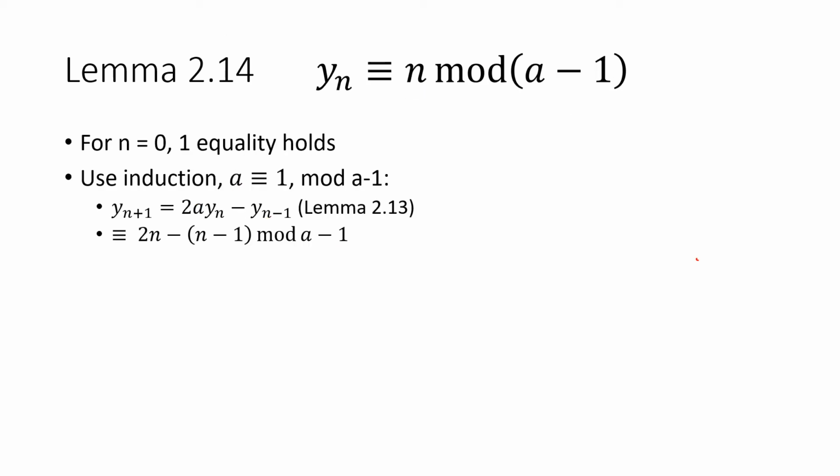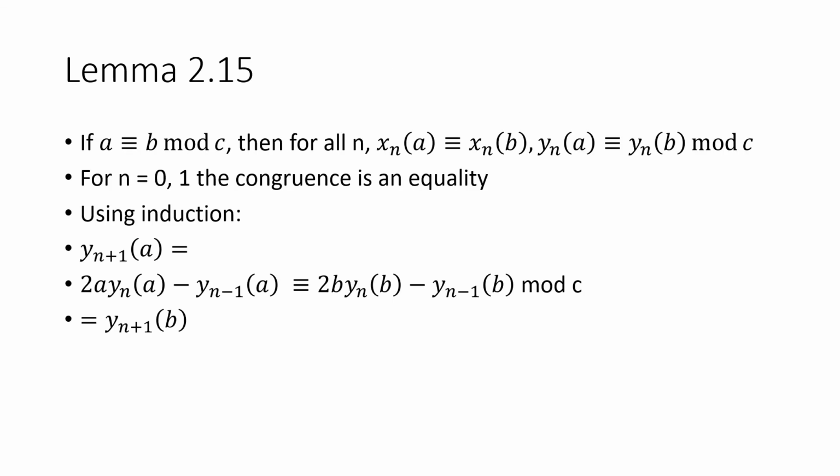So looking at lemma 2.14, we have this property where y of n and n are both congruent mod a minus 1, and it has the same result. To prove this one, we use induction. So when n is 0 and 1, this equality holds. Now we just induct on y of n plus 1, and we use this lemma from 2.13. Remember, we got this function from 2.13. And we induct with n as well. And mod a minus 1, it should exactly be the same.